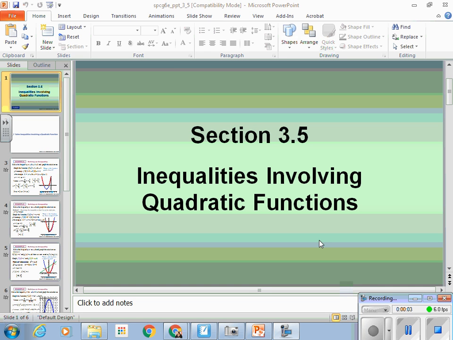Is this section relatively short? All right, so this is 3.5. There is only one learning objective versus the marathon, I think we had 6 in 3.2. Tons. So we're doing inequalities involving quadratic functions.